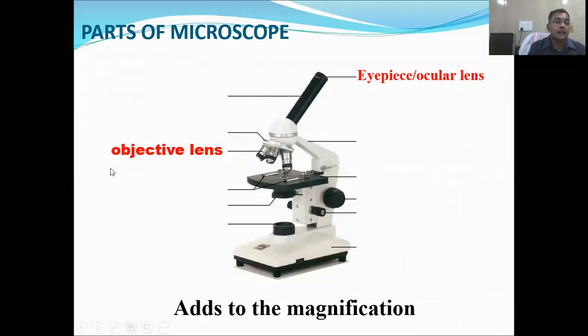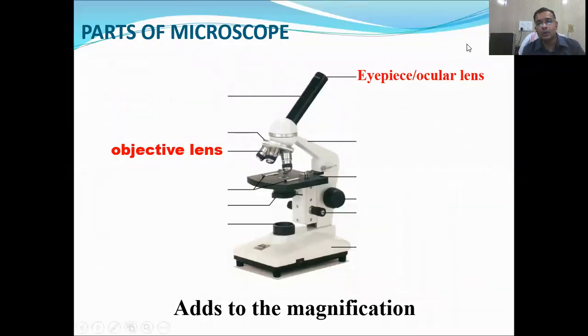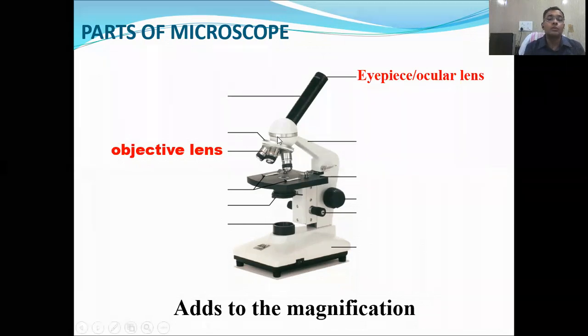Now coming to the second lens, that is known as the objective lens. Objective lenses are present at the end of the tube, and they are generally close to the object. That's why it is known as the objective lens. So the lens that is close to our eye is known as the eye lens or ocular lens, and the lens which is close to the object is known as the objective lens.